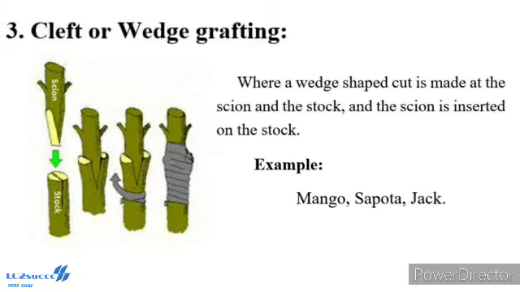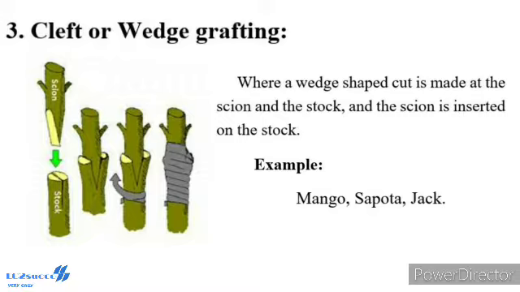Third grafting, cleft or wedge grafting. It is a grafting method where a wedge-shaped cut is made at the scion and stalk and the scion is inserted on the stalk. Example, mango, sapota and jackfruit. In this type of grafting, the diameter of the stalk and scion need not be the same. The base of the scion is cut in the form of a wedge.